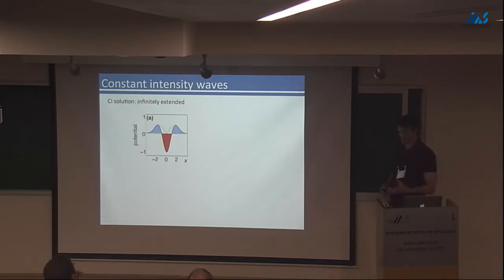As I told you, our constant intensity waves are constant throughout the whole space, just like a plane wave. This would mean that, in theory, they carry an infinite amount of energy, which is a little hard to implement in an experiment, so ultimately you will have to truncate your wave by some finite aperture.